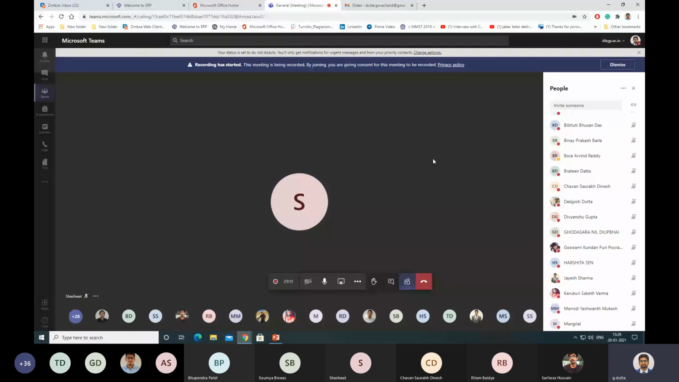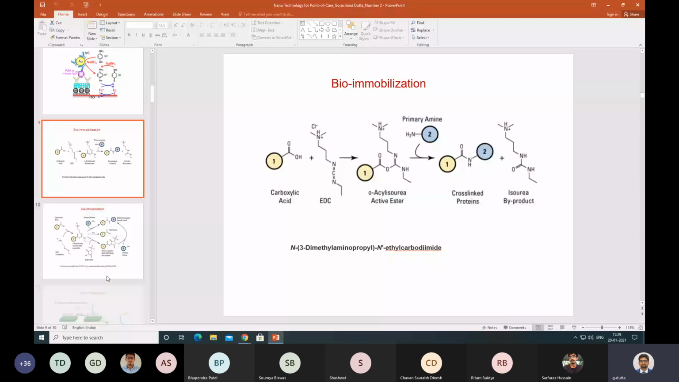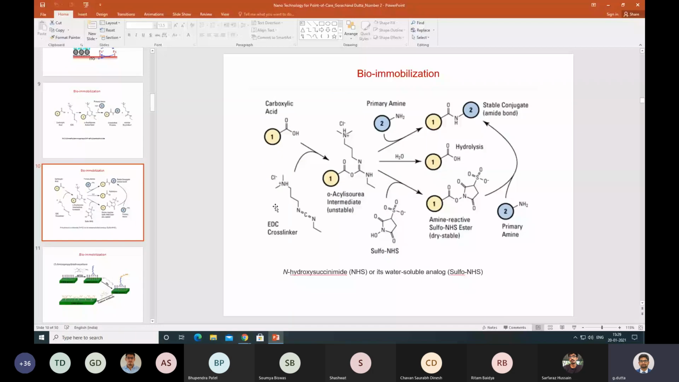Okay. Now see the other method. As I said, EDC is one chemical. See the carboxylic acid group. If you mix the EDC, it will form this complex. Now you can add primary amine here in one step, but instead of this, you can add sulfo-NHS. That is another chemical. Instead of adding the primary antibody directly, you can add the sulfo-NHS and then the antibody, because sometimes people like this reaction to be faster.